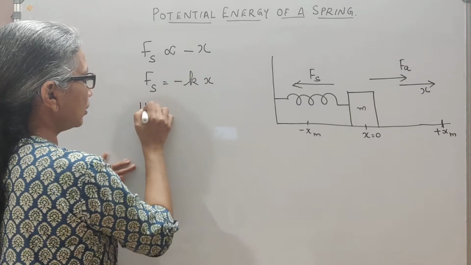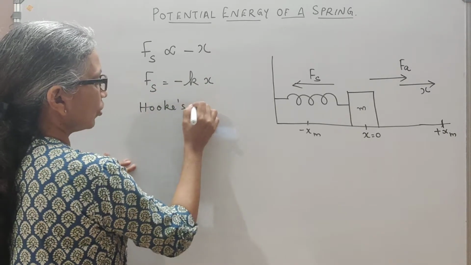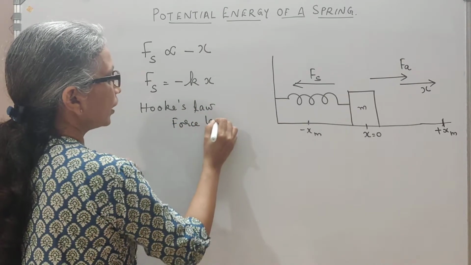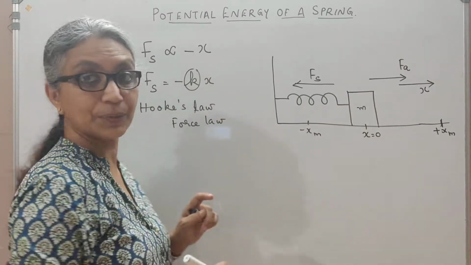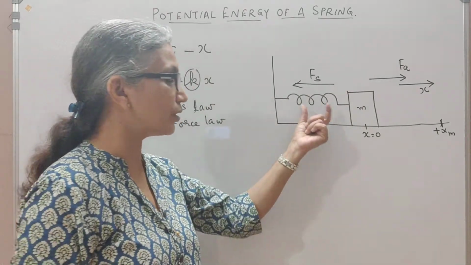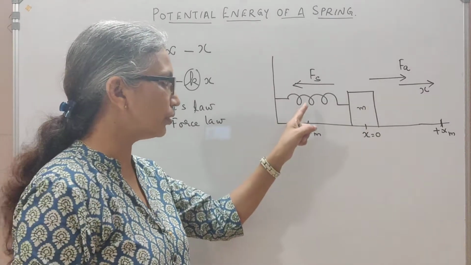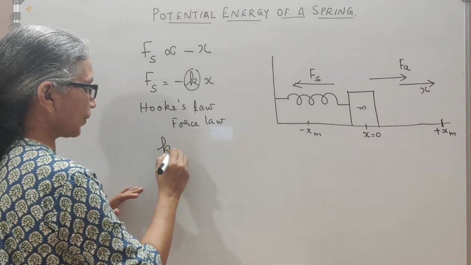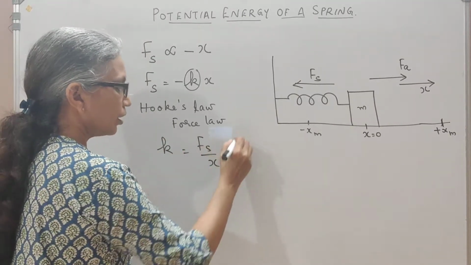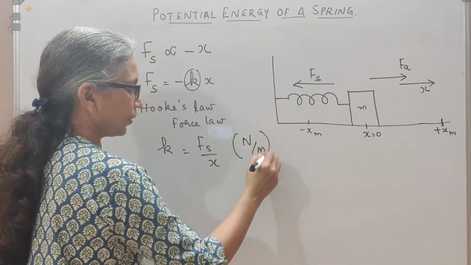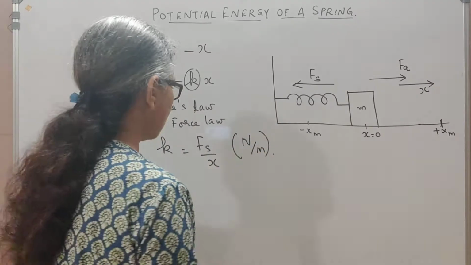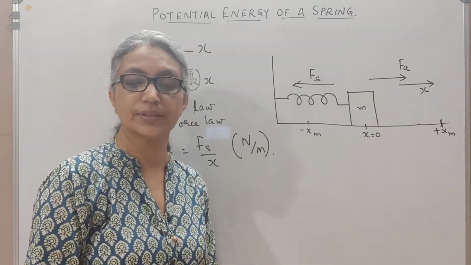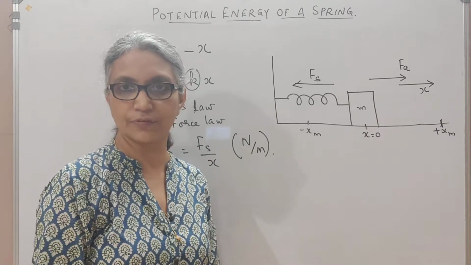This is called Hooke's law, or it's also called the force law. Now, this constant k is called the spring constant, which for a very stiff spring will be large, and for a soft spring will be smaller. So this k, the spring constant, is actually Fs by x. Its SI unit is going to be Newton per meter. And you're going to see that the spring force is a variable force. Also, it is a conservative force. We'll prove that towards the end of the session.